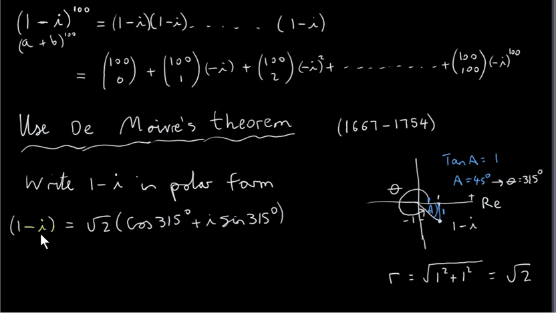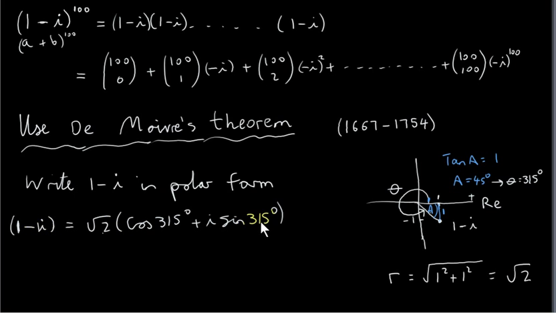So now we can write our complex number 1 minus i as r, which is root 2, times cos theta plus i sine theta, where theta is 315 degrees. And you can always check this. If you multiply root 2 by cos 315 degrees, you should get 1. That's the real part of this complex number. If you multiply root 2 by the sine of 315 degrees, you should get minus 1, which is the imaginary part of this complex number.